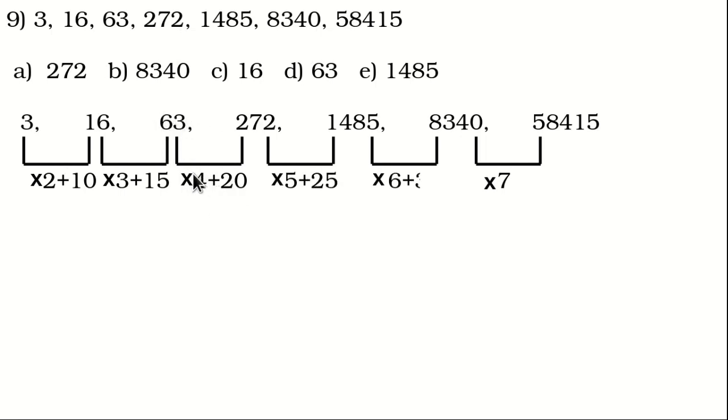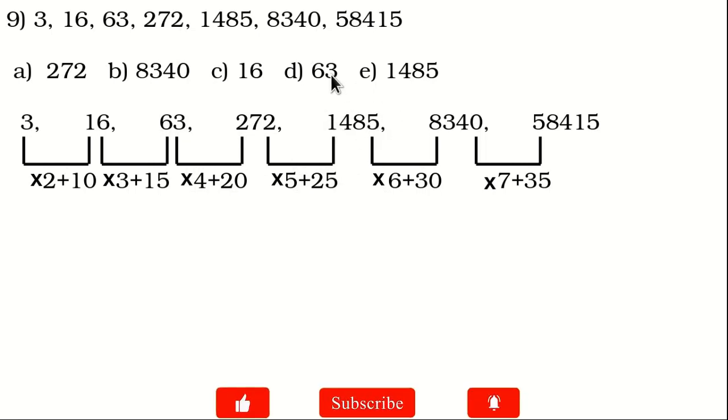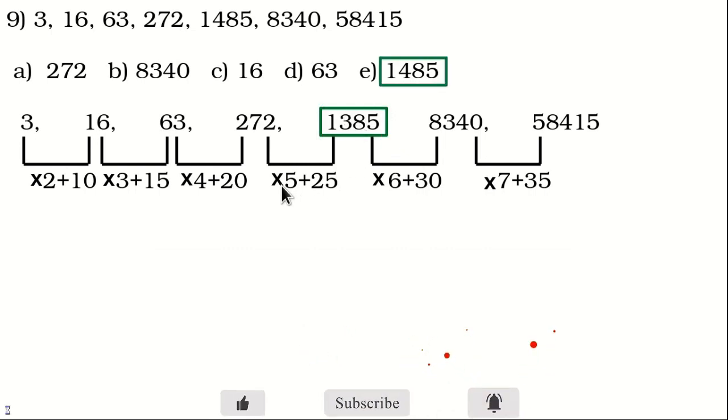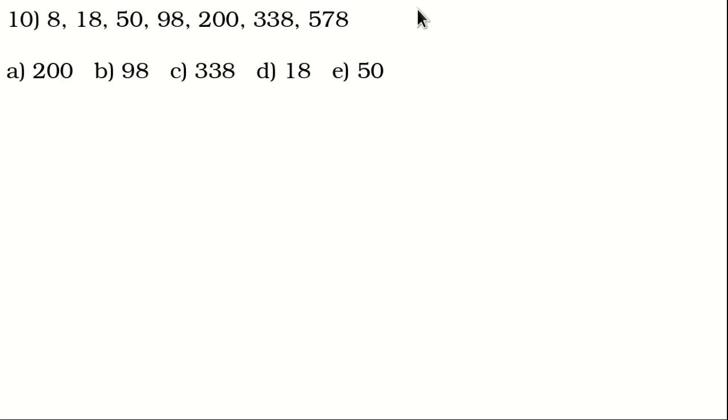And let it be into 4, 63 into 4 plus 20. 63 4 times, 4 times 60 is 240, 3 4 times 12, so it's 252. 252 plus 20 is 272. 272 into 5 plus 25 should give you 1485. So what is the wrong number here? 1485. The reason, 272 into 5 plus 25 is 1385. So your answer will be option E. Now let us look at the last one.